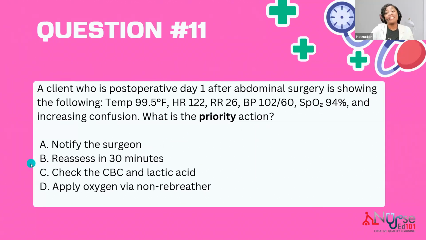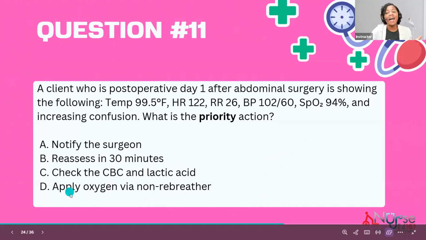To notify the surgeon, not just yet, we'll hold on to that. Reassessing, no, because reassessing means we're not doing anything about a problem that's inevitable. There's a problem, we need a solution. B is not our answer. Check CBC, then you ask yourself, what information will it give me? This is assessment too. The word check is assessment, right? It's going to give me information about my blood count. My lactic acid lets me know about sepsis potentially. Applying oxygen is implementation. And once again, could it fix the respiratory things?